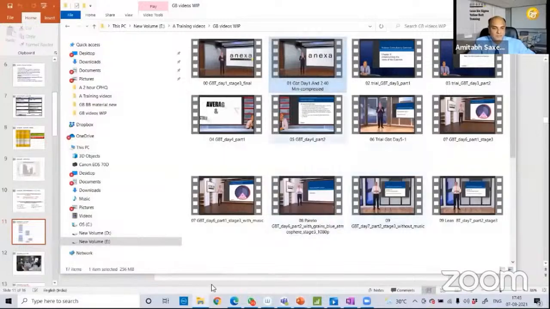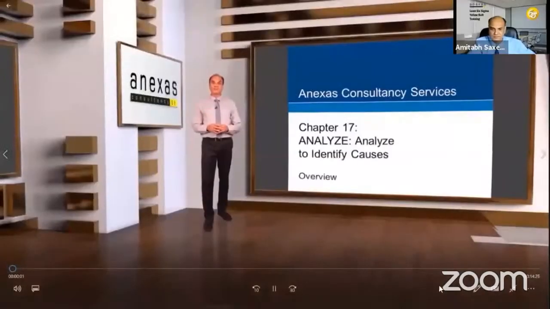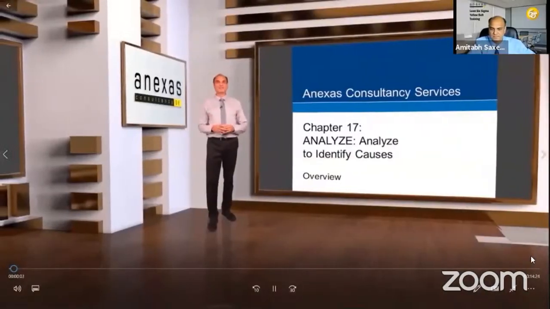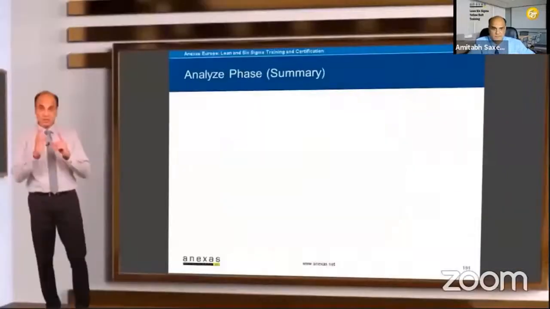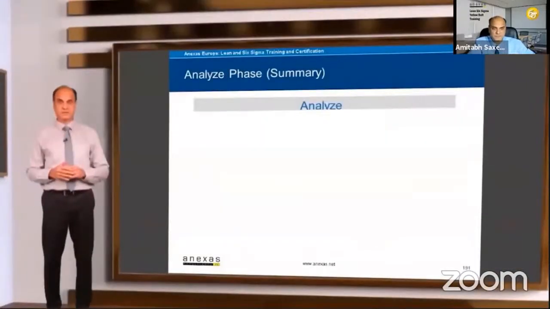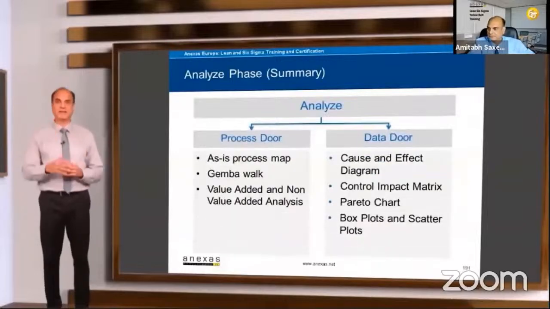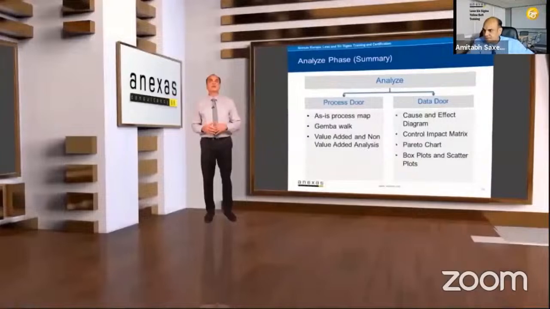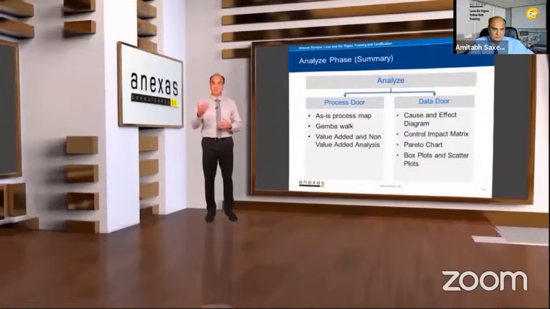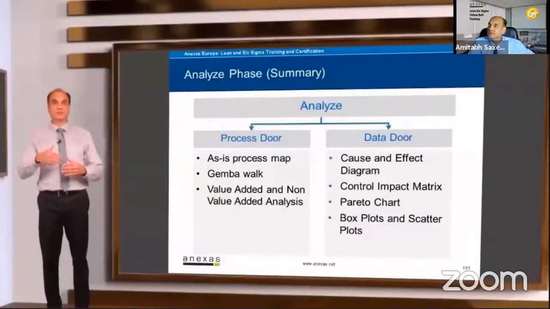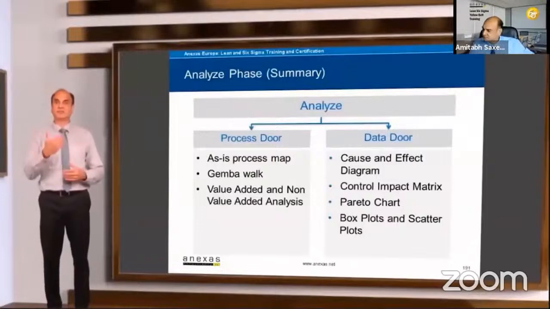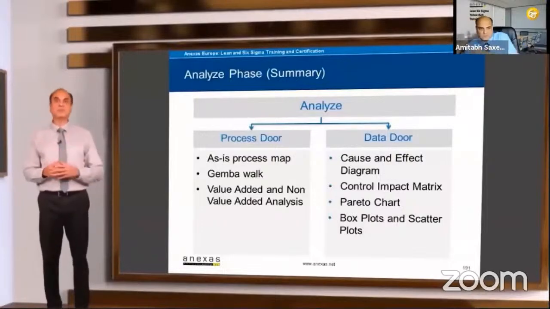Once we have collected the data in the measure phase, now it is time to analyze. After all, we have collected the data to analyze and get the root causes. How would you do that? You can follow 2 doors, process door and data door. In the data door, generally you start with a cause and effect diagram, then move to control impact matrix, then maybe you would like to do the root cause analysis using 5 Why techniques, or you can move on to the Pareto analysis and get your vital few. Once you have got the root causes, you can validate them using box plots and scatter plots.